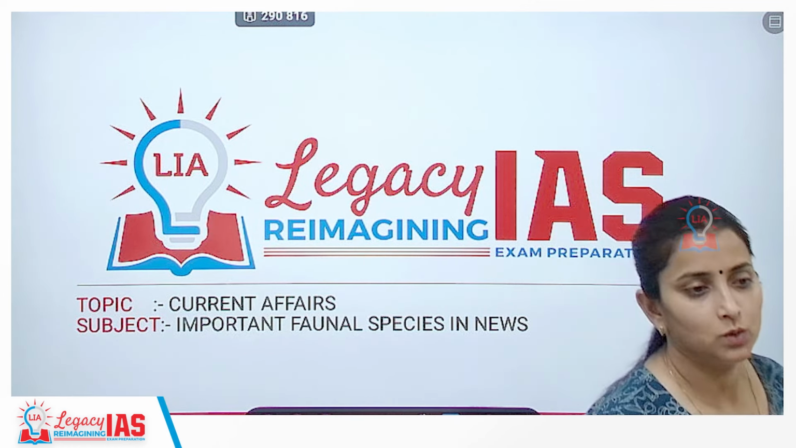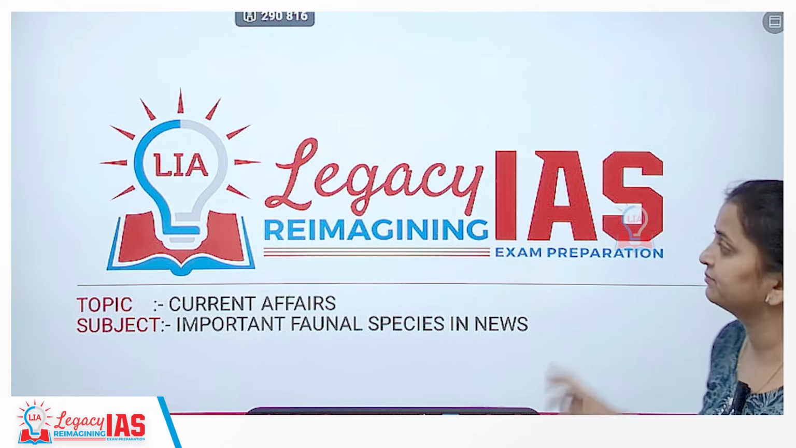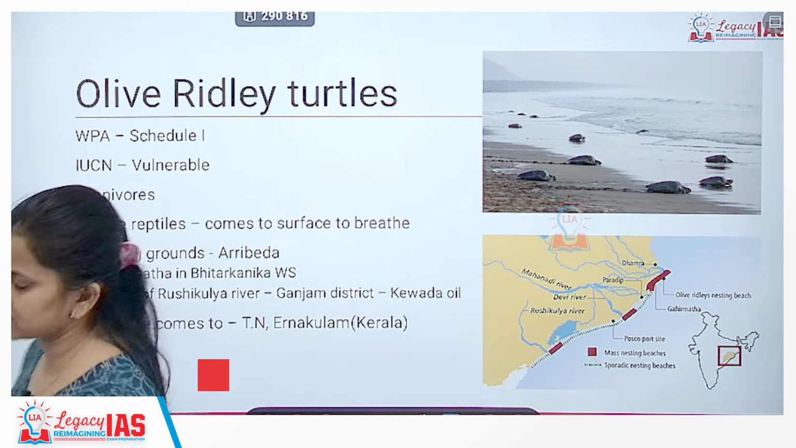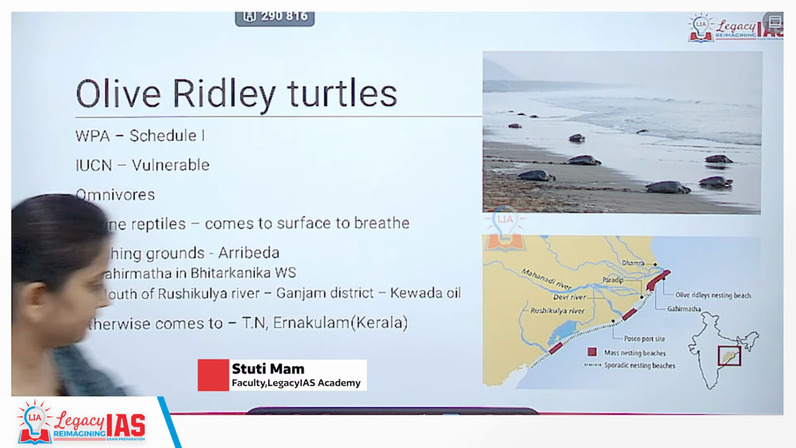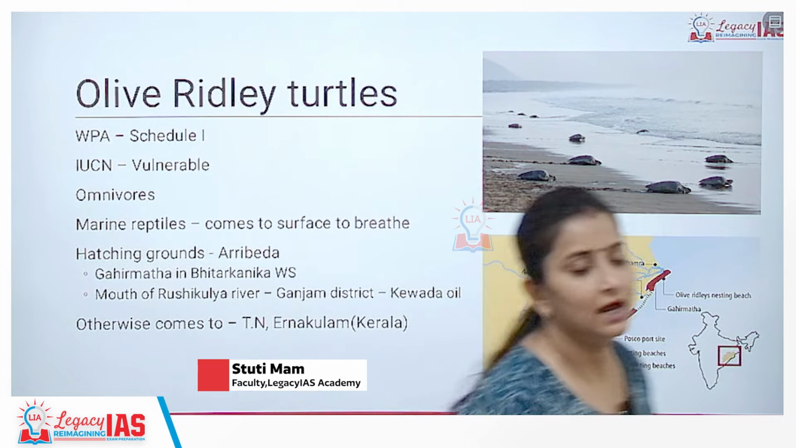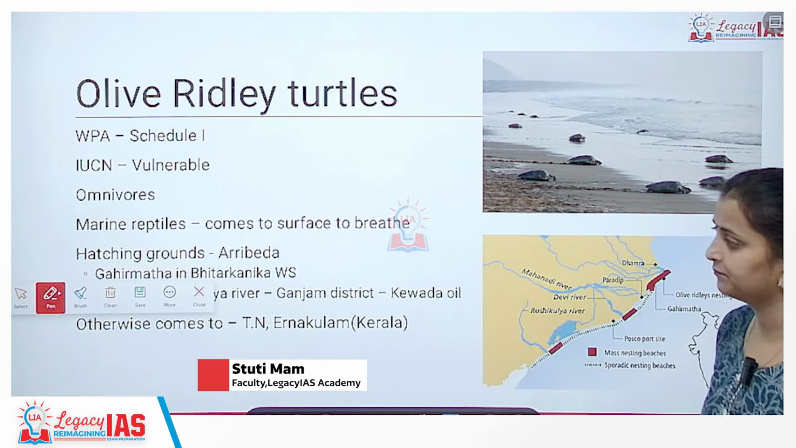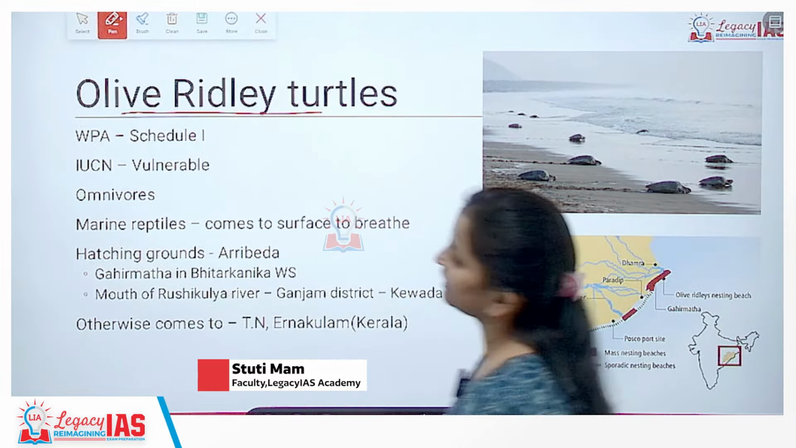So in today's video, we are going to discuss some of the important faunal species that have been in the news. Faunal species means we are discussing animals. We'll be discussing their range, the regions they are found in, IUCN status, and WPA schedule list 1 or 2 or something like that. Beginning with the first species, we are discussing olive ridley turtles.